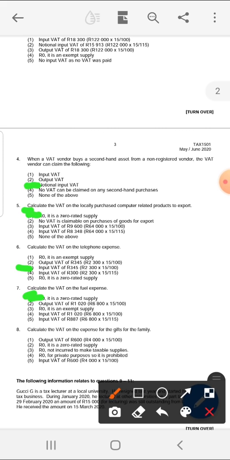And then question number 8, calculate VAT on expense on gift or family. This one is like SARS doesn't allow us to claim for personal use expense. Question number 8 will be option 4, because this one is for private purposes, prohibited. So SARS doesn't allow us to claim any deduction for private purposes expense. So the correct answer will be option 4.